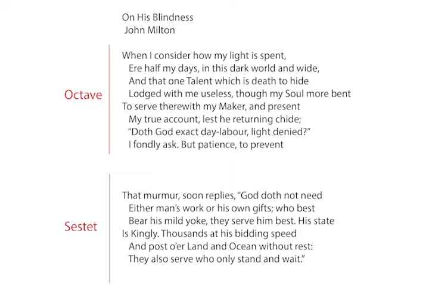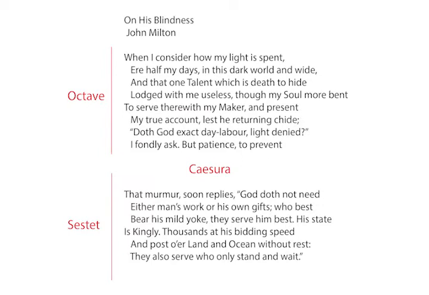There comes a pause after the octave, which is indicated by a punctuation or a space, that is known as caesura. And after caesura, there comes a sudden shift in thought, which is called volta. So I hope you understood all these terms. We discussed octave, sestet, caesura and volta.